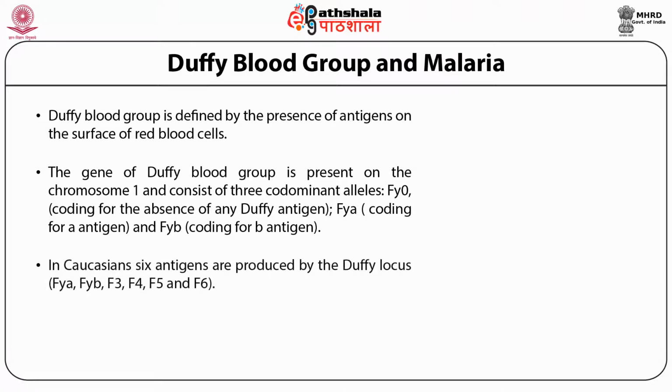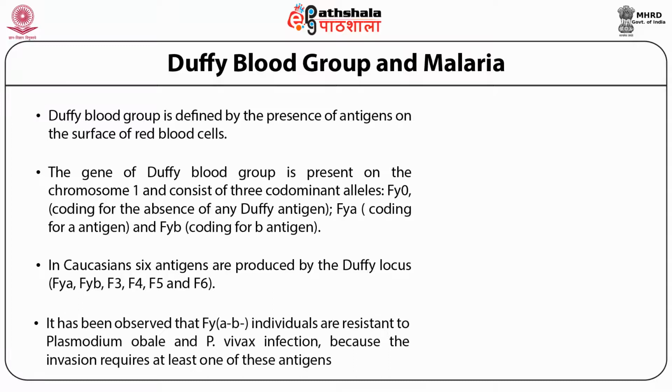In Caucasians, 6 antigens are produced by the Duffy locus. These are Fy a, Fy b, Fy3, Fy4, Fy5, and Fy6. It has been observed that Fy(a-b-) individuals are resistant to Plasmodium ovale and Plasmodium vivax infections because the invasion requires at least one of these antigens. This can be further understood by this image.